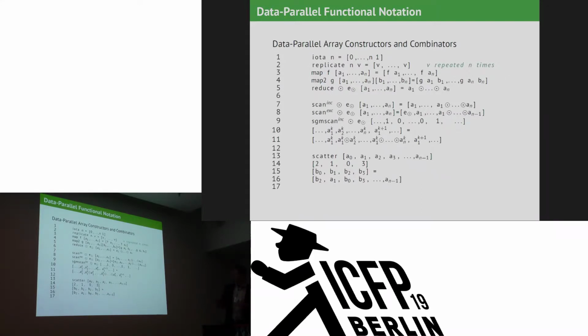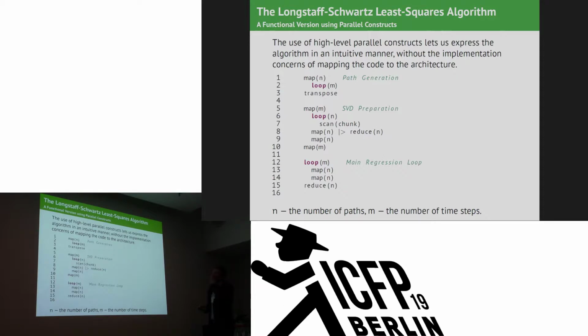More or less, and let's just switch to how the algorithm is actually turned. We divided the code into three parts, and the crucial thing is that in the original code you would have two parts. You would generate and forward propagate those paths, and then backward propagate in that main regression loop. In each time step, you try to find out the least square solution to that regression problem.